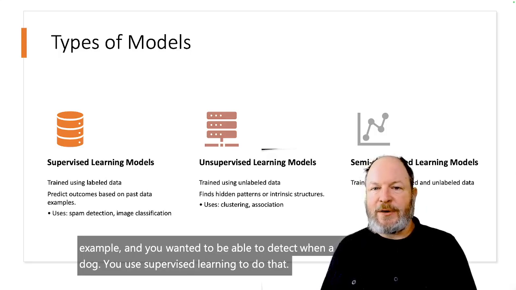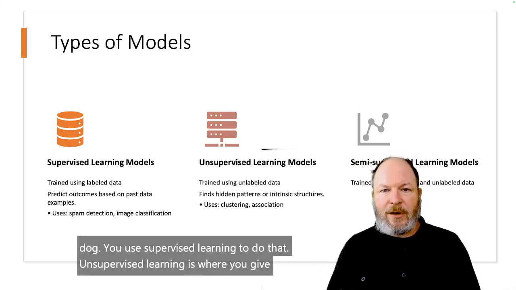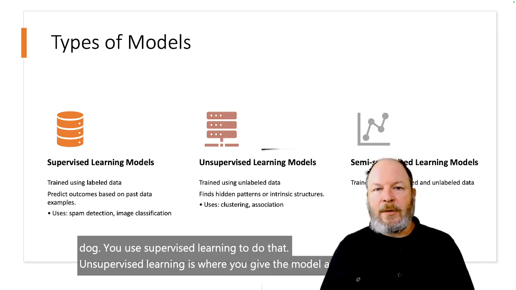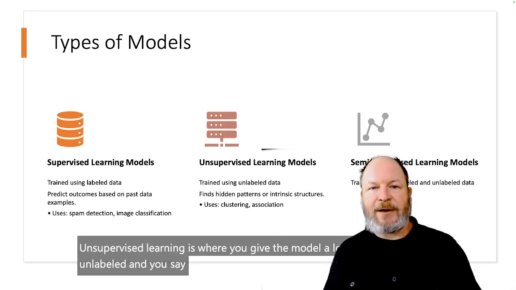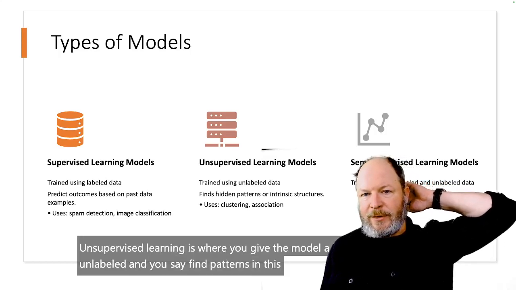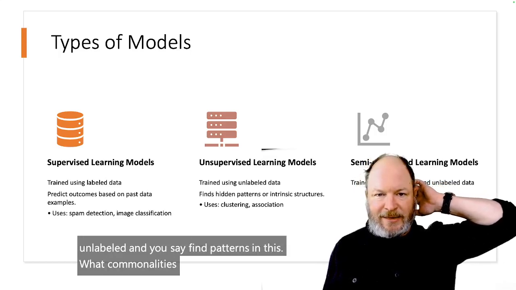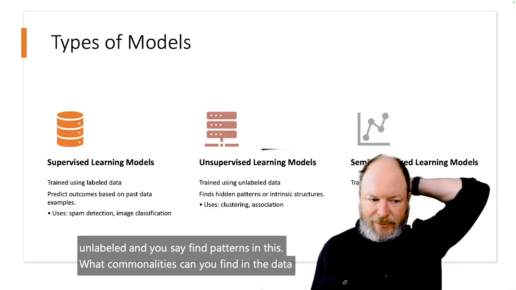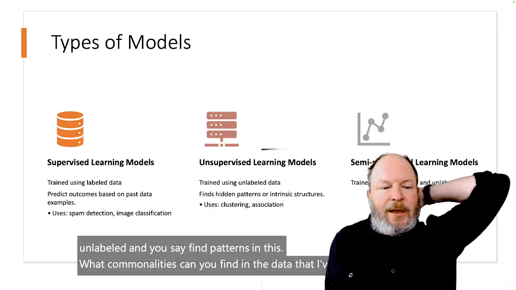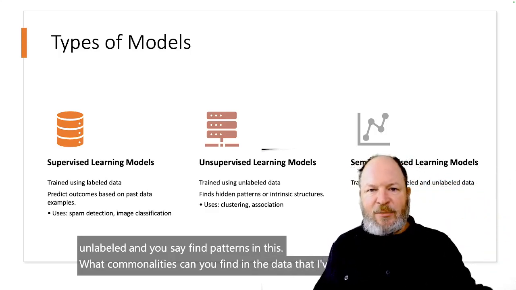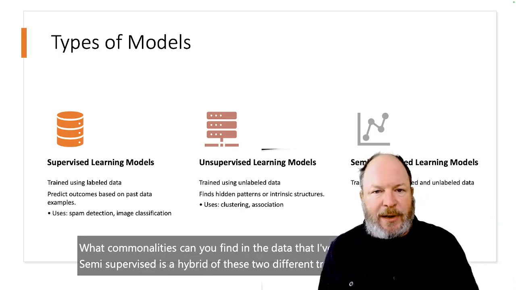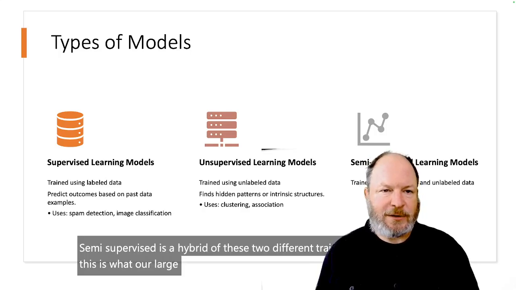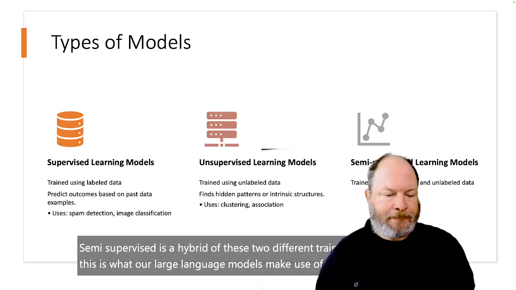Unsupervised learning is where you give the model a lot of data that is unlabeled, and you say, find patterns in this. What commonalities can you find in the data that I've trained you on? Semi-supervised is a hybrid of these two different training methods, and this is what our large language models make use of today.